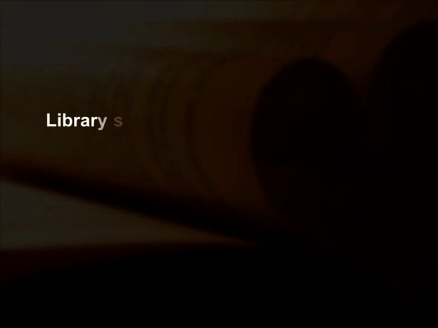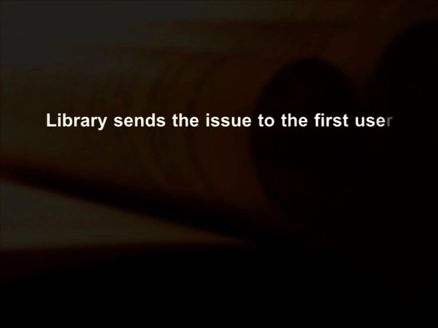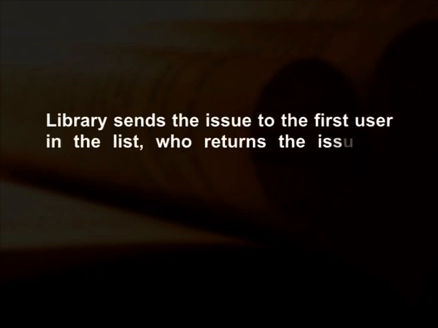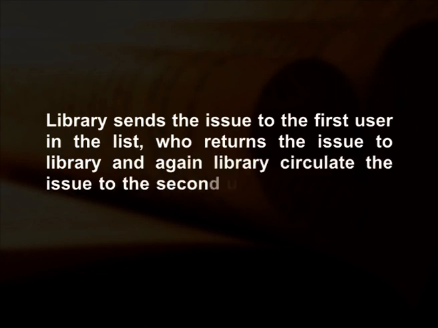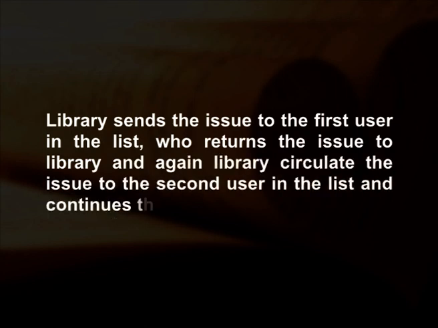The main drawback of this type of journal routing method is the library is unable to know the spot of the issue. In the second method, library sends the issue to the first user in the list who returns the issue to the library, and again library circulate the issue to the second user in the list and continues the method like this. The main drawback of this method is it is more time consuming.